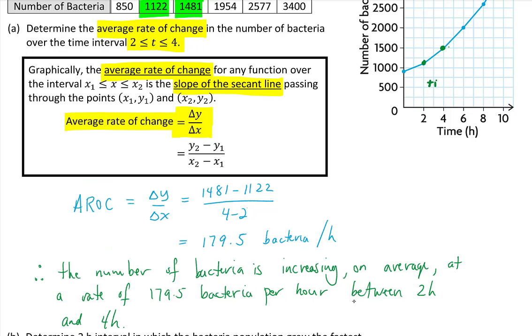Now, while we know those 2 points, it doesn't mean that it was going up at the same rate throughout the 2 to 4 hour range. You could have done something like this, gone up, gone down, but then came back up. That's why we say on average. We don't know what happens in between, but on average, within that time frame, the rate is increasing at 179.5 bacteria per hour. It might be faster at some time within that 2 hour gap, or it might be slower.